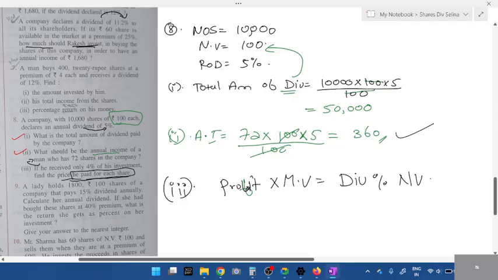If he received only 4% of his investment, so investment is equal to number of shares into market value. How many shares did he buy? 72. But market value we need to find, student. Even investment is not given. Investment is 4%. So there's only one option here.